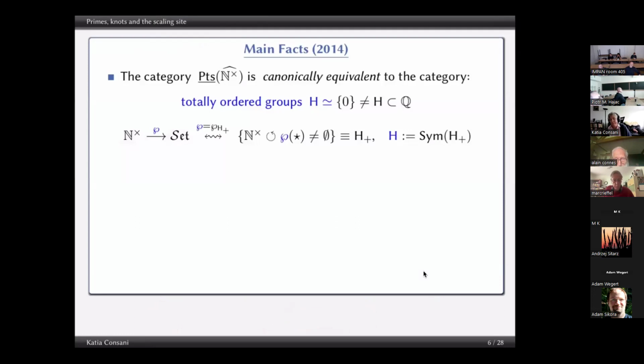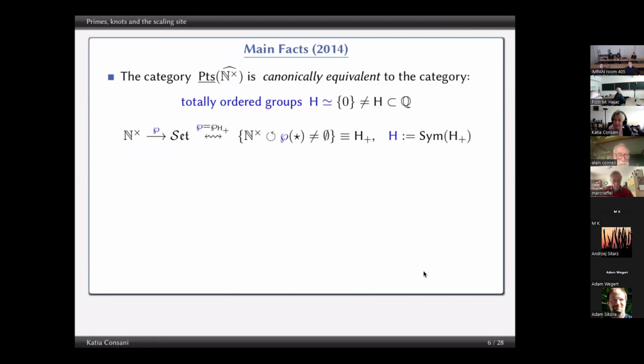The main results, the main facts that I just collect here, described in the paper, The Arithmetic Site, that we published in 2016, I think, are the following. First of all, the understanding of the category of points of this topos, which is canonically equivalent to the category of totally ordered groups isomorphic to a non-trivial subgroup of Q. So this is the idea. I just quickly review how to do this.